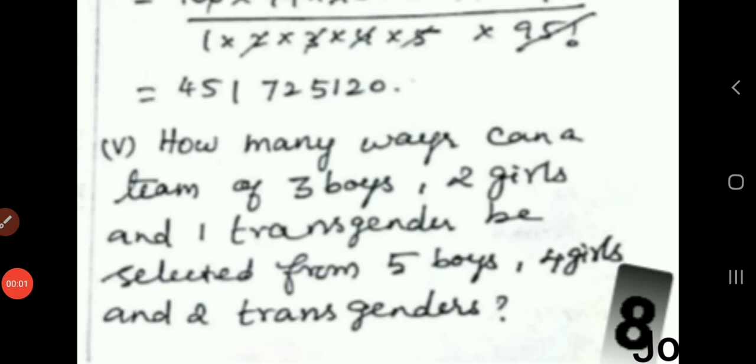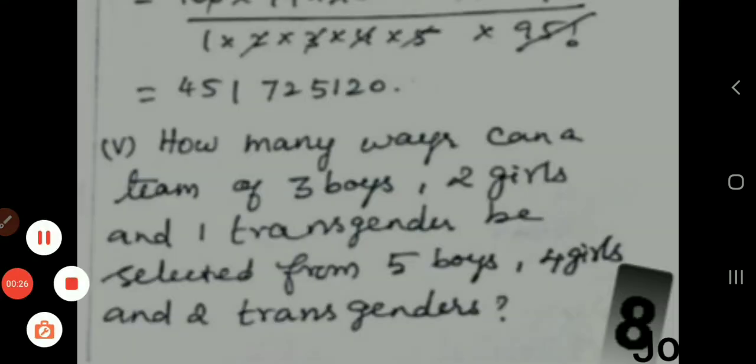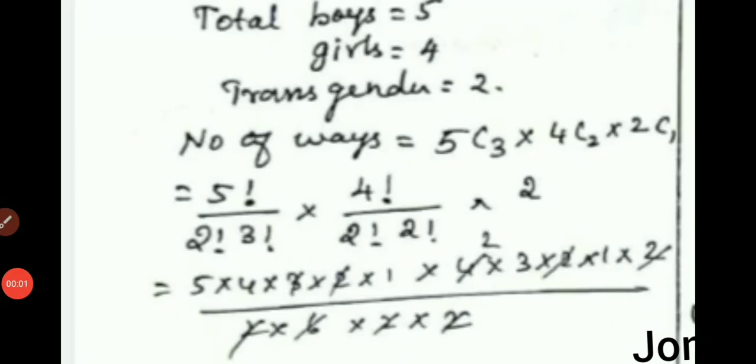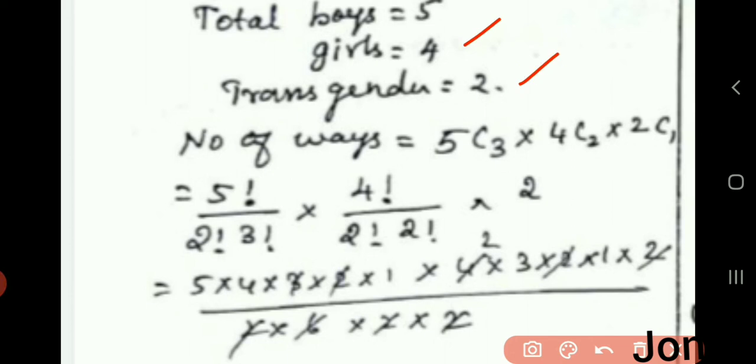Fifth division. How many ways can a team of 3 boys, 2 girls and 1 transgender be selected from 5 boys, 4 girls and 2 transgenders? We want to select a team of 3 boys, 2 girls and 1 transgender from 5 boys, 4 girls and 2 transgenders. Here it is given the total number of boys is 5, girls 4 and transgenders 2.